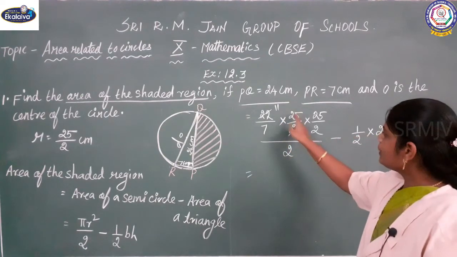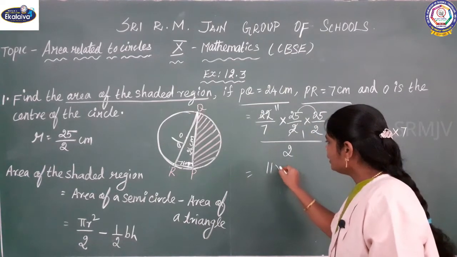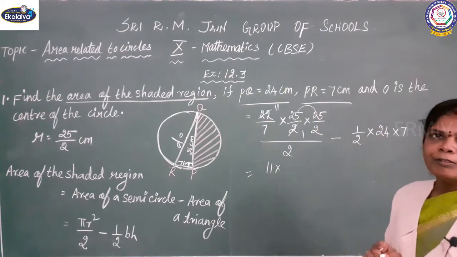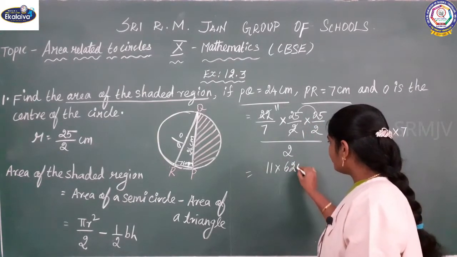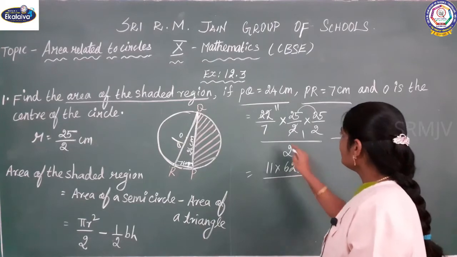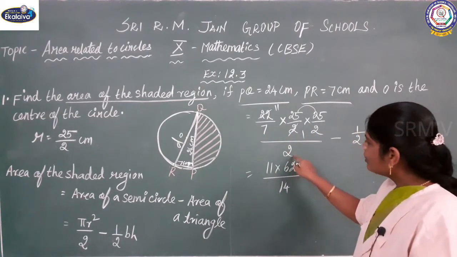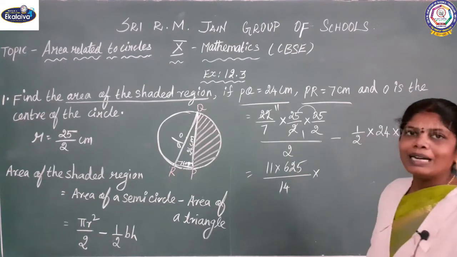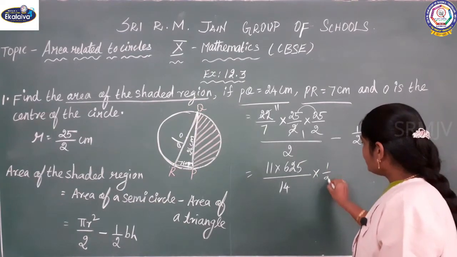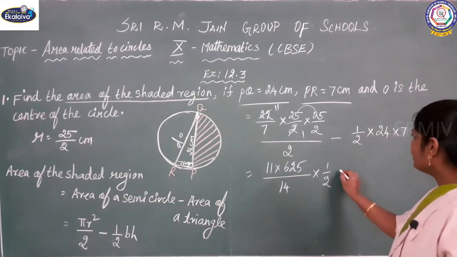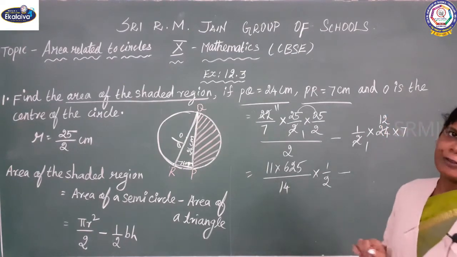So now multiply this here. 11 into 25 into 25. First you multiply 25 into 25, you will get 625 divided by, here 7 2s are 14. This division, okay, I am going to bring it into multiplication. So this 2 by 1 will change to 1 by 2. Okay. Minus, here 2 ones are 2. 2 12s are 24. Okay.